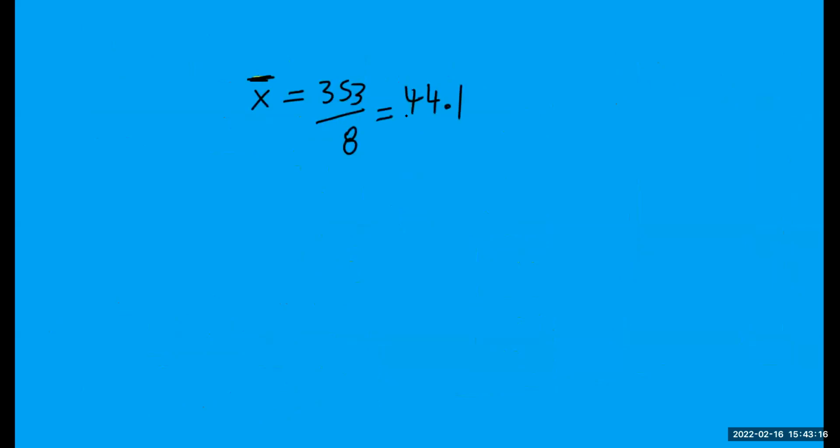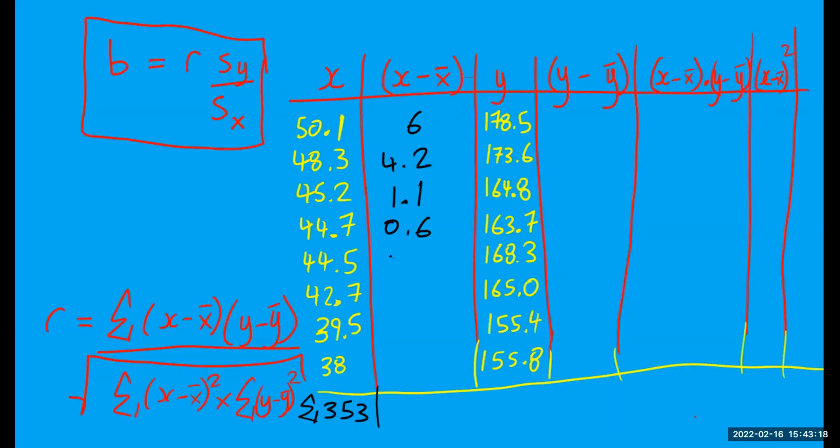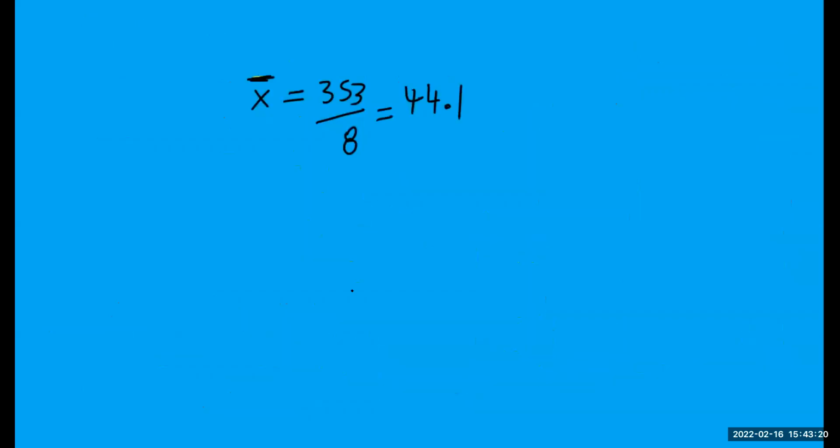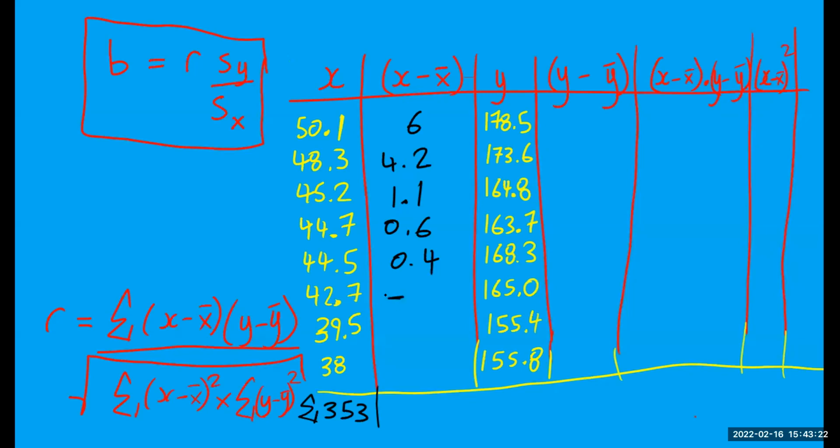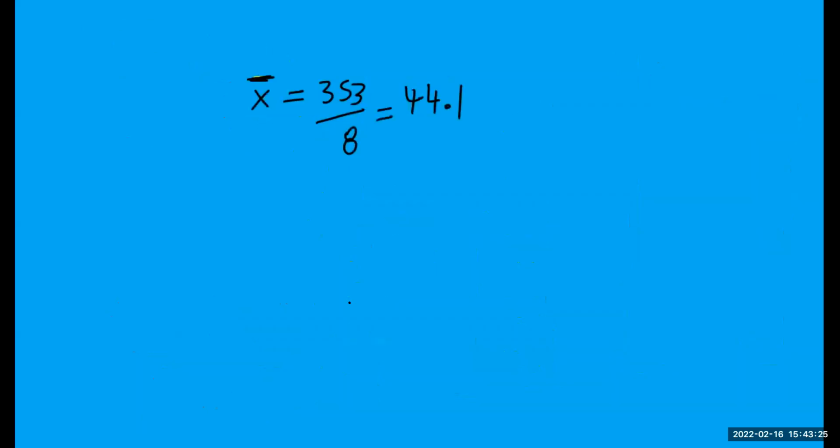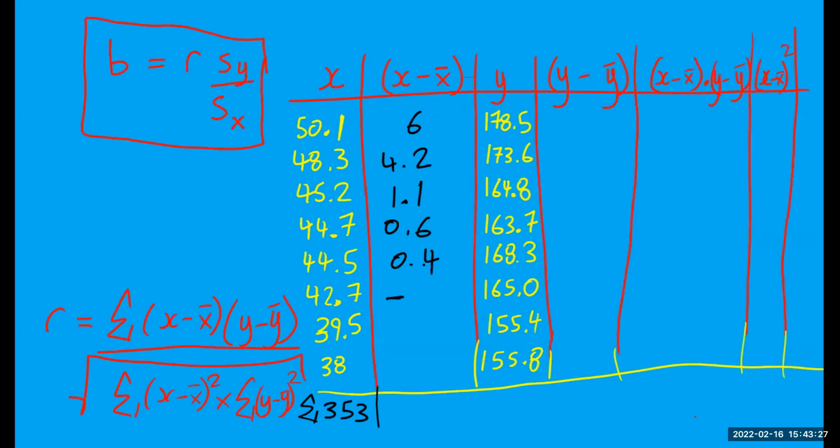Then the next one would be 0.4. And this would be negative what? 42.7 minus 44 is negative 1.4. Then this would be negative 4.6. And this one is negative 6.1. All right, thank you, Jamie.